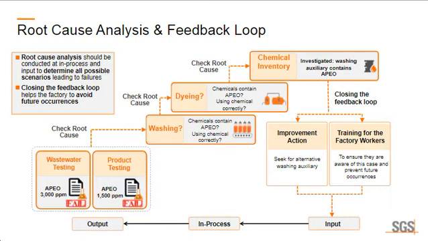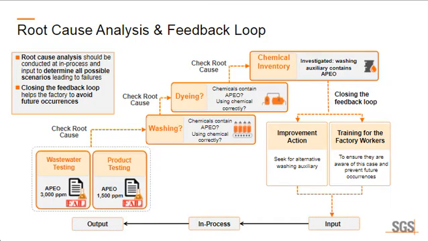First, they go back to check the root cause in the washing process, and maybe need to check whether the chemicals used in washing contain APEO or not, or whether the chemicals are used correctly or incorrectly. Then go back to the dyeing process and also check the chemicals in this process, contain APEO or not, and used correctly or not.